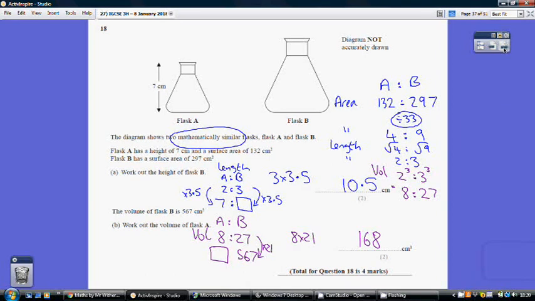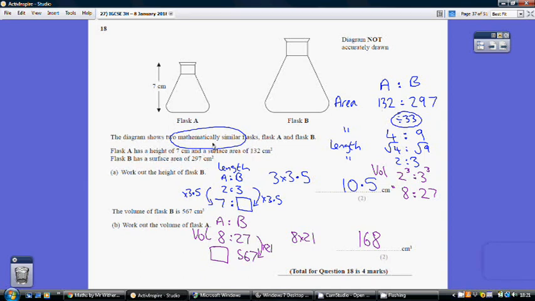Question 18. So over here on the left, I'm going to do all my ratio work, how I move between the various ratios. So I'm told to start with the area of the two flasks, the thing I have in common. I know the area for flask A is 132, and the area of flask B is 297. I know one height here, but the only ratio I know for both A and B is for area.